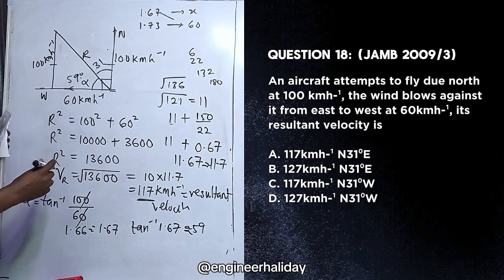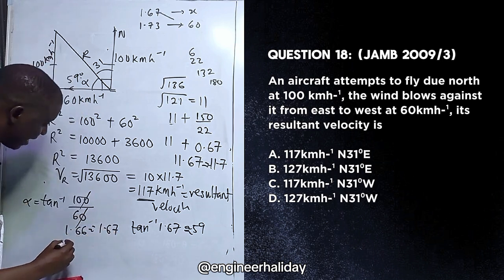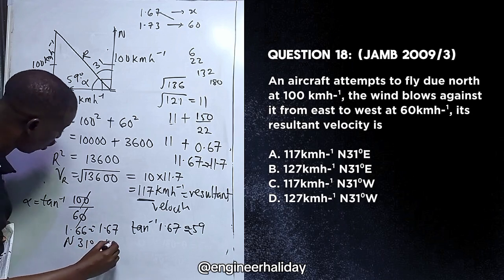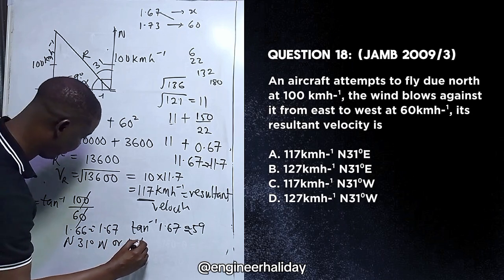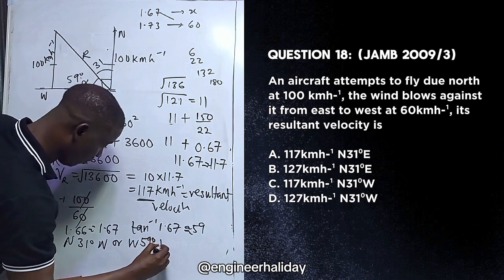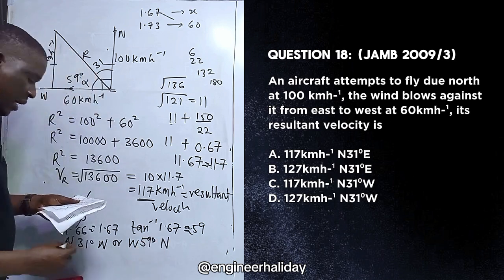So this 59 here is 31 to make it 90 degrees. So it depends on which one you want to use. So the direction can be what? Not 31 degrees west, or west 59 degrees north rather. So any of them.